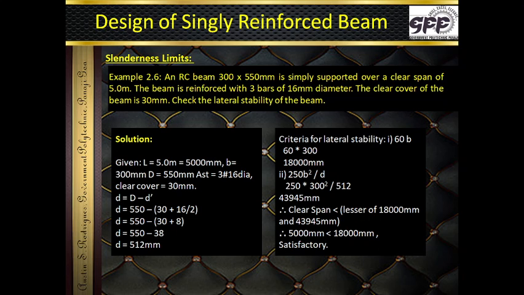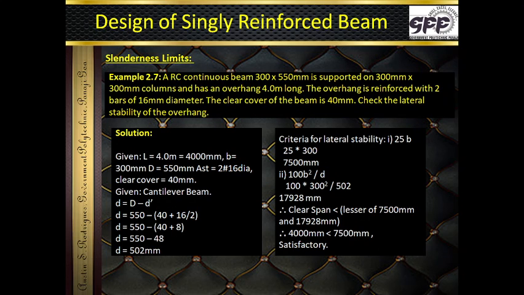Let us take an example of a cantilever. An RC continuous beam 300 mm by 550 mm is supported on 300 mm by 300 mm columns and has an overhang, or a cantilever, overhanging portion 4 meters long. The overhang is reinforced with 2 bars of 16 mm diameter. The clear cover of the beam is 40 mm. Check the lateral stability of the overhang, whether it is really stable.